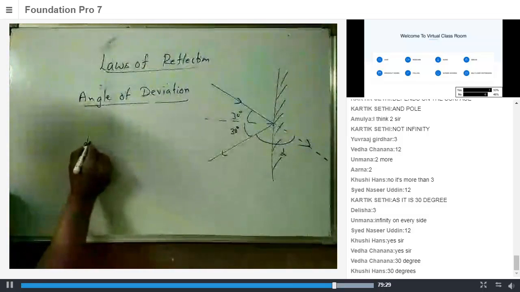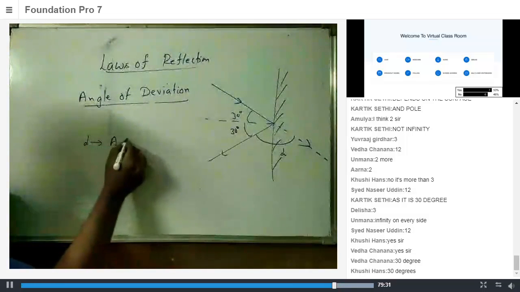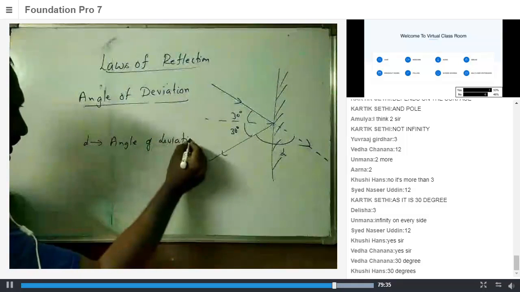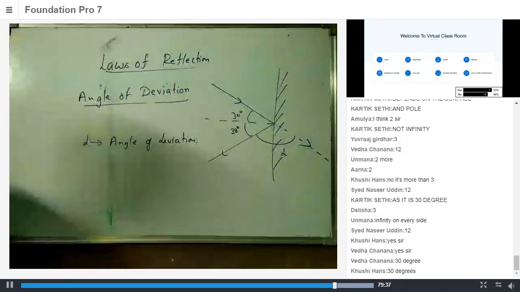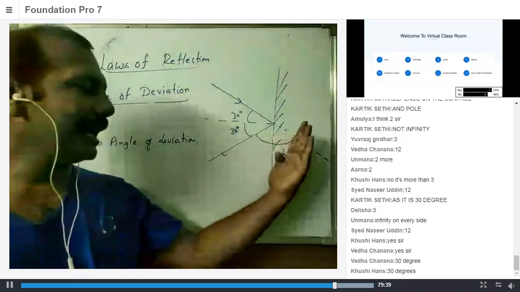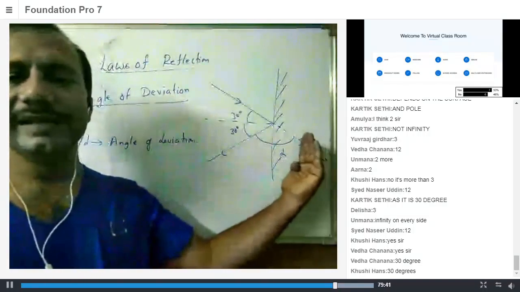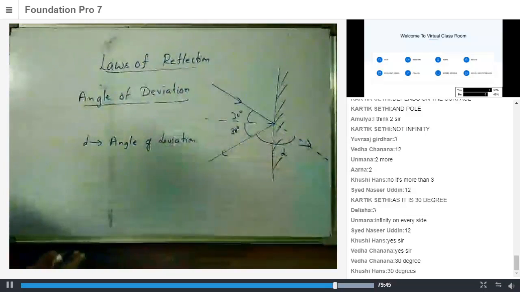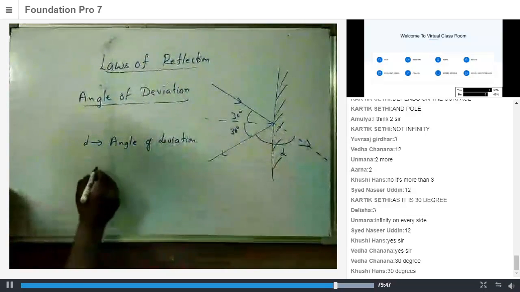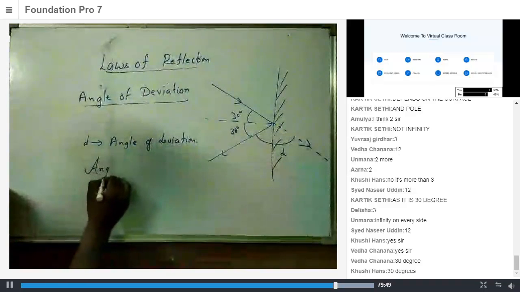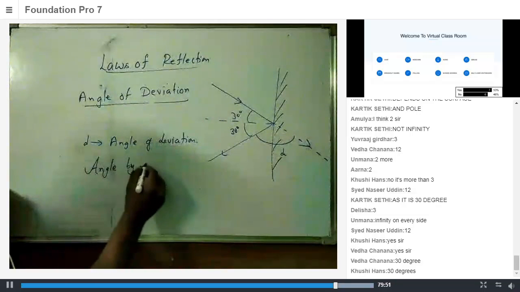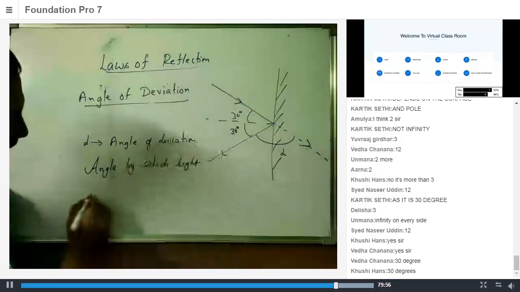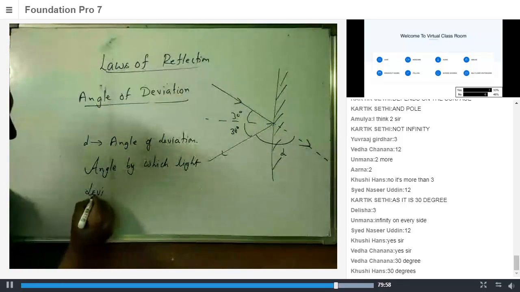We'll try to find out. This D is the angle of deviation. So did you understand what is angle of deviation? Yes, sir. So it is the angle by which the light deviates from its original direction. Got it? So if I have to define angle of deviation, how do I define it? I can say the angle by which light deviates from its original direction.